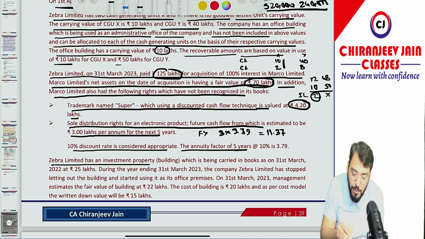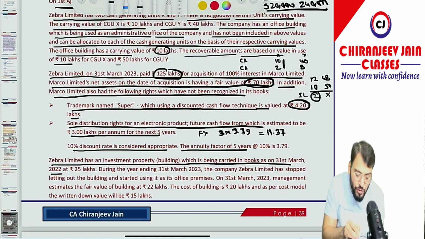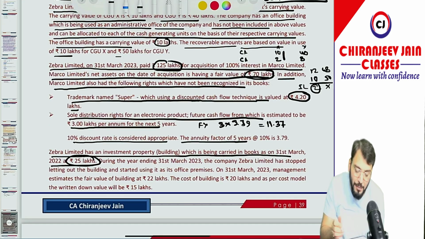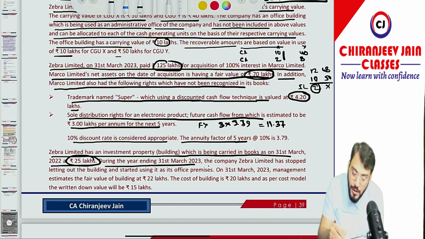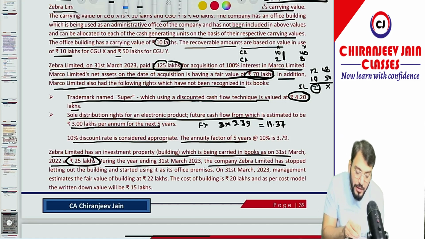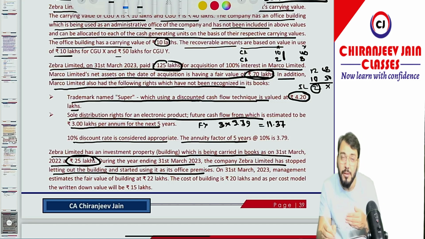Okay, let's see what question they have asked. Jibra Limited has an investment property building which is being carried in the books as on 31st March 2022 at 25 lakh. So the carrying amount is 25 lakh. During the year ended 31st March 2023, at year end, the company Jibra Limited has stopped letting out the building and started using it as office premises. Means they have stopped giving it on rent and have started using it for their own purpose, as an office building. Means it is a reclassification of investment property to property, plant and equipment.